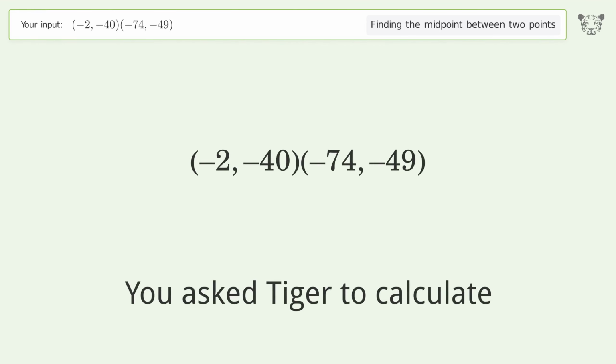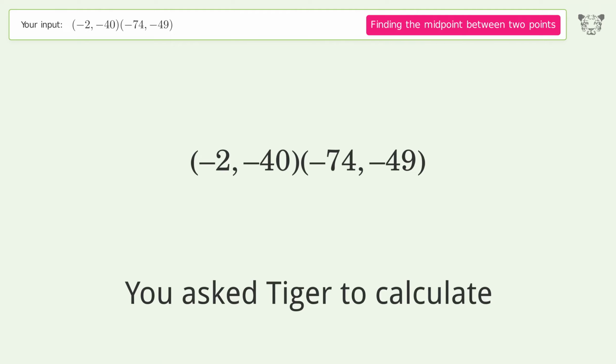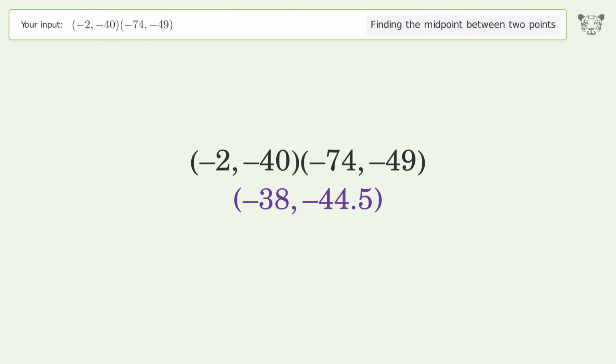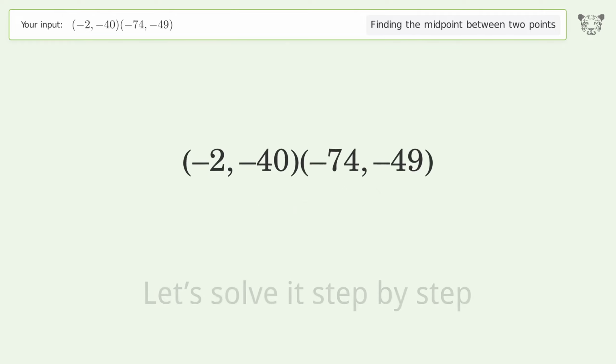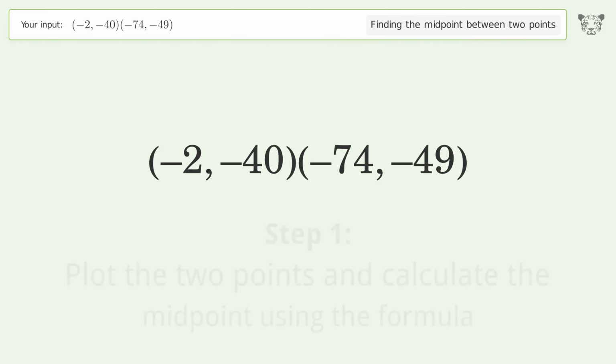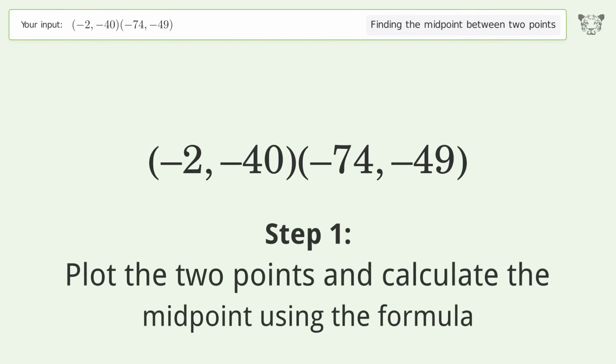You ask Tiger to calculate. This deals with finding the midpoint between 2 points. The midpoint between the 2 points is -38, -44.5. Let's solve it step by step. Plot the 2 points and calculate the midpoint using the formula.